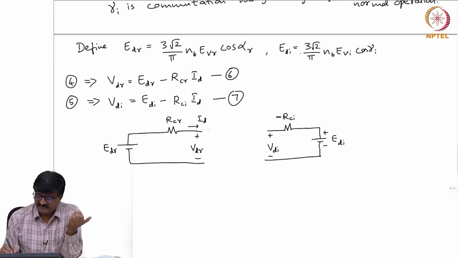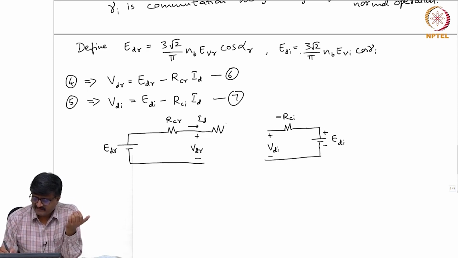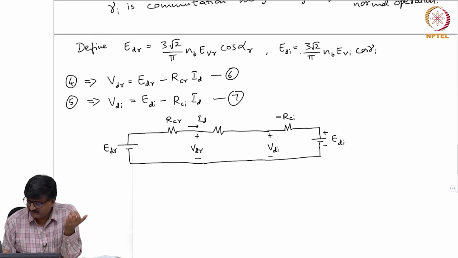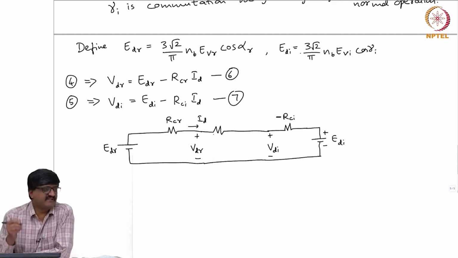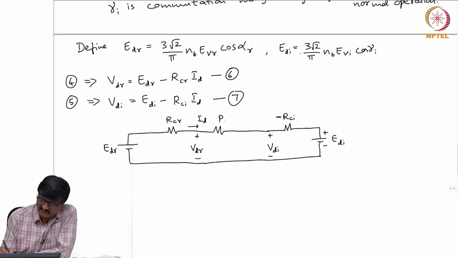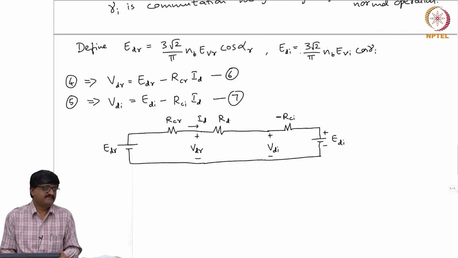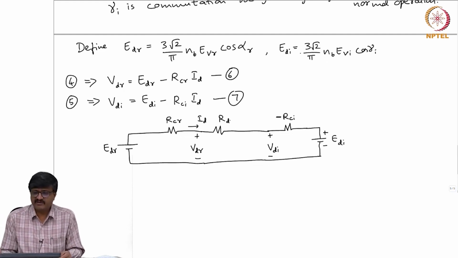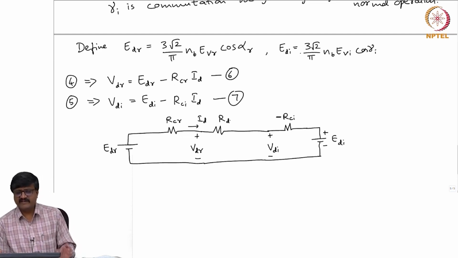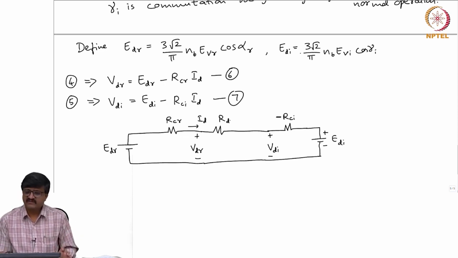Whether there is a transmission line or not, we can represent the equipment between these two by a resistance. If there is no transmission line, this resistance is 0. I will use the notation RD for this resistance. So, this is the equivalent circuit corresponding to equations 6 and 7, where a transmission line between the rectifier and inverter is represented by just a resistance. Okay, I will stop here.